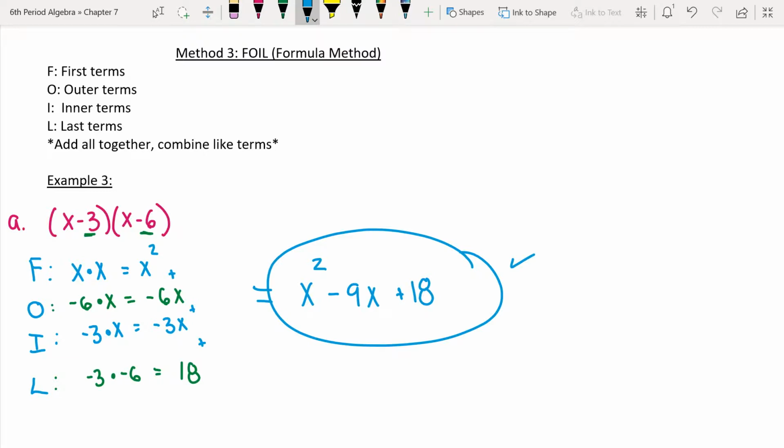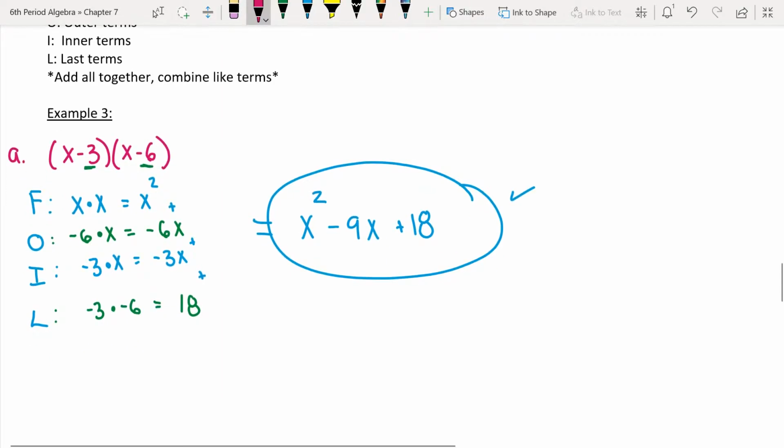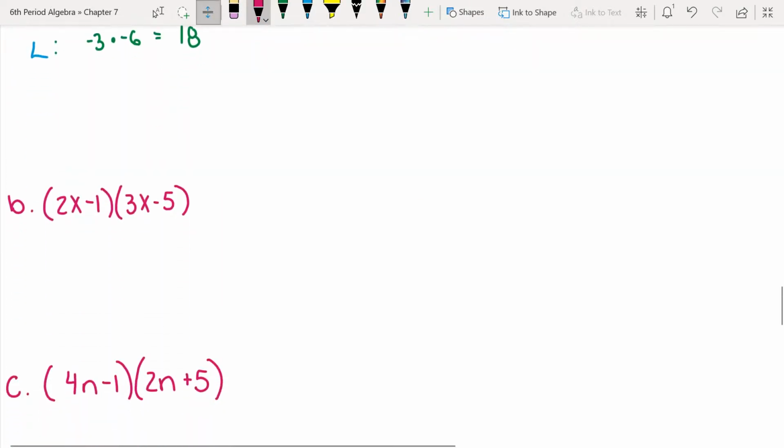Now, I am not a formula person. That's just my personal preference. I just don't like to memorize things. FOIL is not the hardest thing to memorize, but if you're like me, maybe one of the other methods comes a little more naturally. If it doesn't, FOIL will always work. So it's a really great method. You use whatever you want, whatever works best for you.